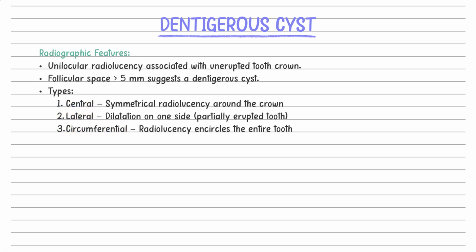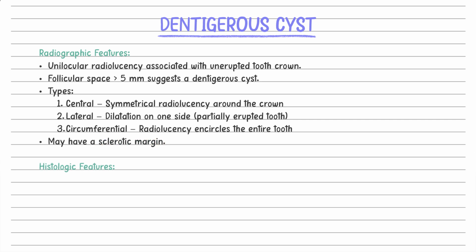In central, the radiolucency is symmetrical around the crown. In lateral, radiolucency appears on one side, usually in partially erupted teeth. In circumferential, radiolucency surrounds the entire tooth. A sclerotic margin may also be visible.